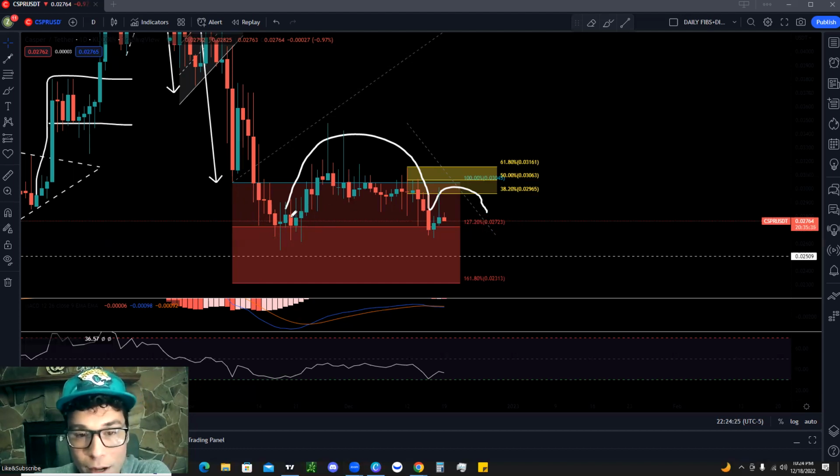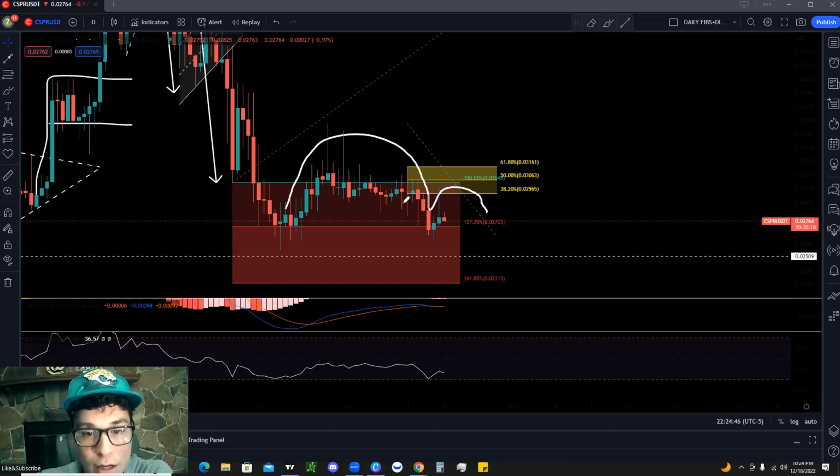We could possibly be forming this pattern here known as an inverse cup and handle. And if we break this neckline right here at 0.02723, most likely we're going to head down to this level right here at about 0.025. And if we break there, we're going to head down to 0.023. So now is a very good time to be using caution.